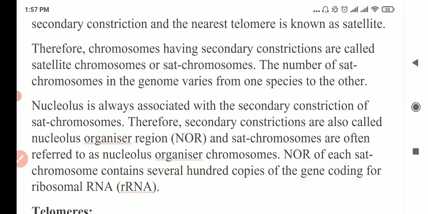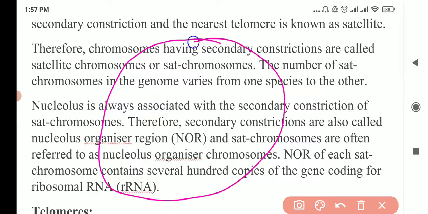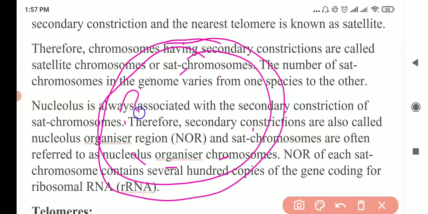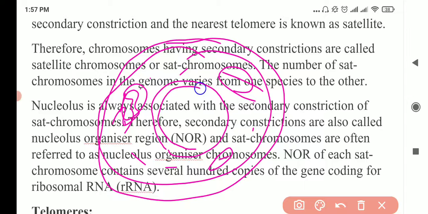Okay, let me draw you a cell. This is your cell: cell wall, cell membrane, then cytoplasm, and then your cell organelles, your ribosome, your mitochondria, etc. Then you have your nuclear envelope or nuclear membrane, then the nuclear material. This whole thing is your nucleus.